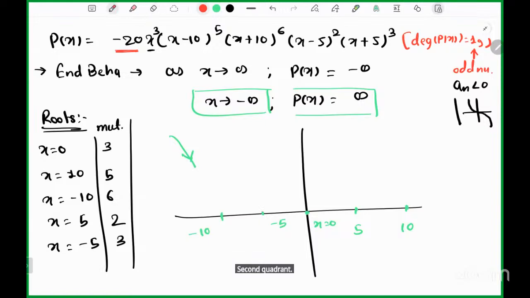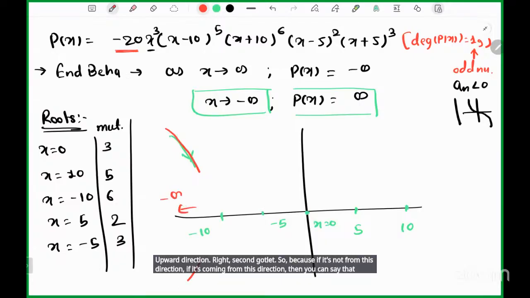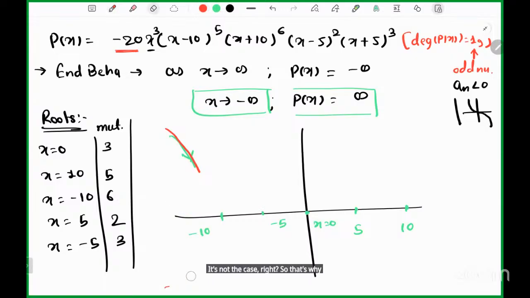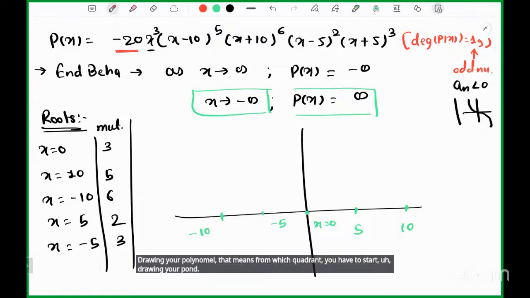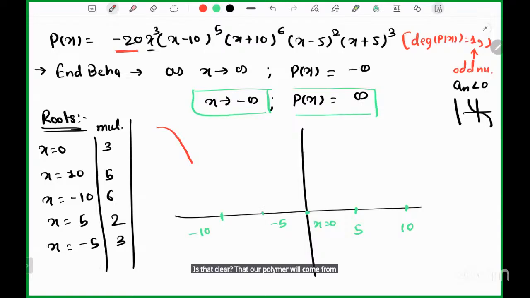If it were coming from the other direction, then we would say that as x goes to minus infinity, p of x goes to minus infinity. But that's not the case. So the end behavior tells you from which quadrant you have to start drawing your polynomial. Is it clear to everyone why I'm starting from the second quadrant? Okay.